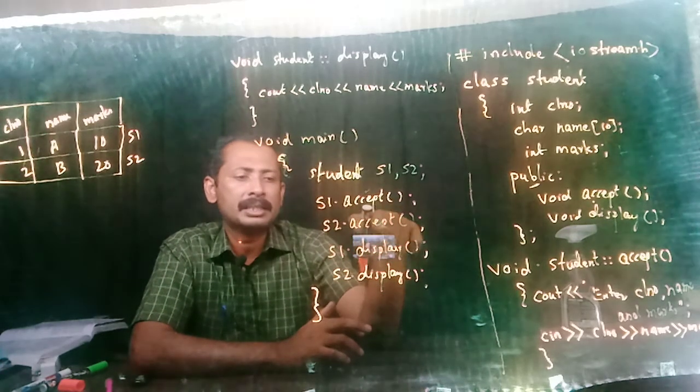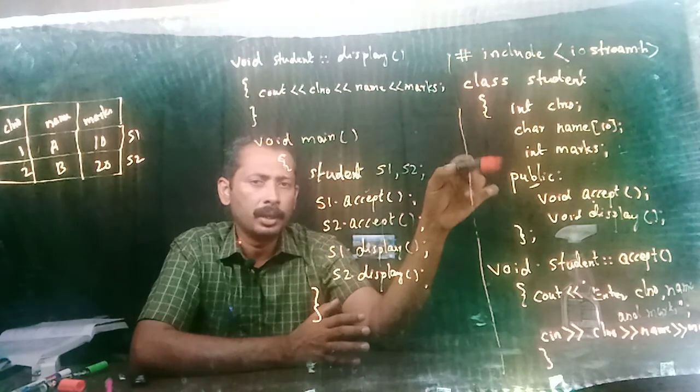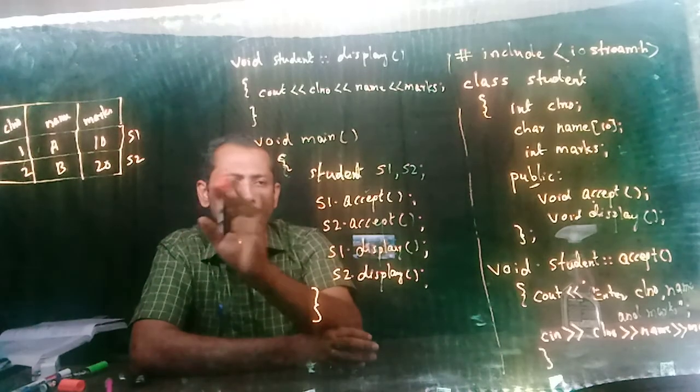So this accept and display are allocated only once, but these variables are allocated multiple times. Okay, I think it is clear.